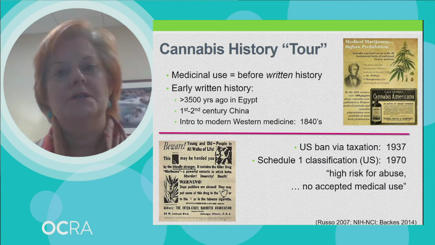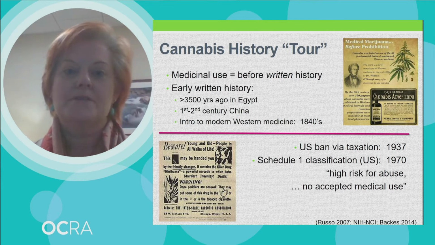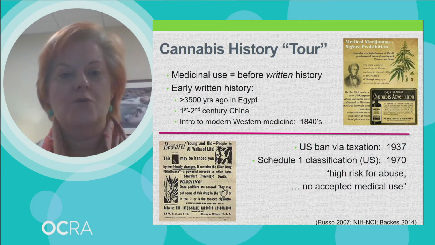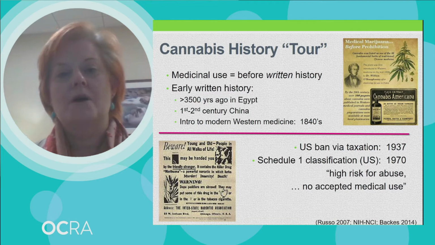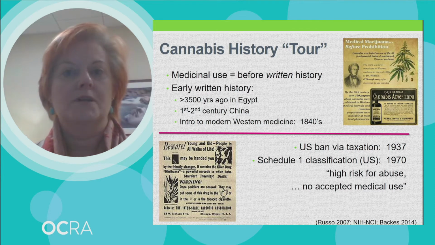So a quick history tour. Cannabis has been used for medicine since before written history. And the earliest written history we have seen about cannabis for medical purposes was found in texts from over 3,500 years ago in Egypt, and also was found in texts from 1st and 2nd century China. They had a compendium of medicine composed during that time frame in China that named cannabis as a medicine for various conditions. Cannabis was first introduced to modern Western medicine in the 1840s when Dr. William O'Shaughnessy noticed that he could use it to help palliate the symptoms of rabies.